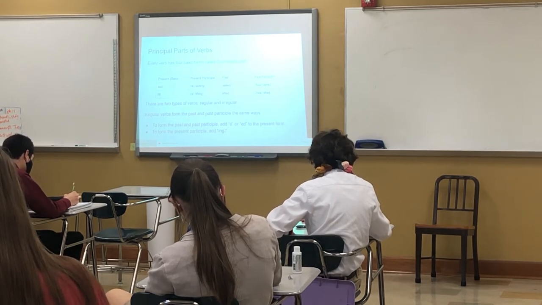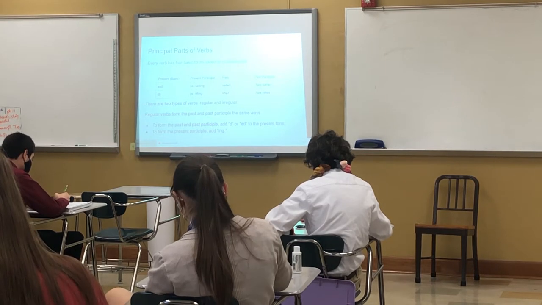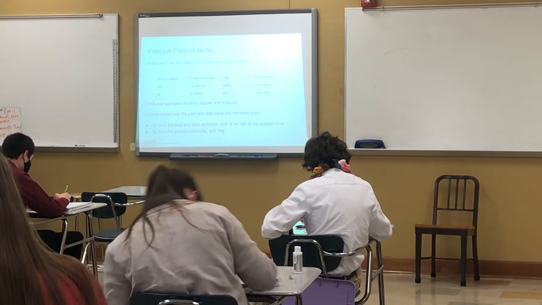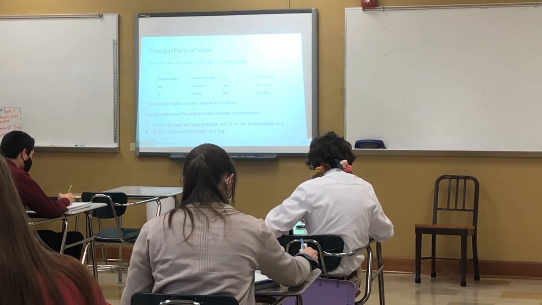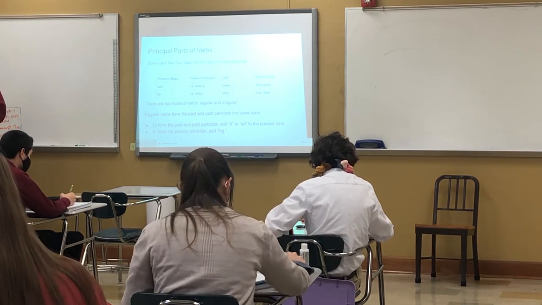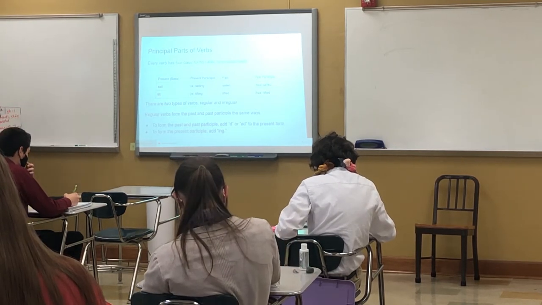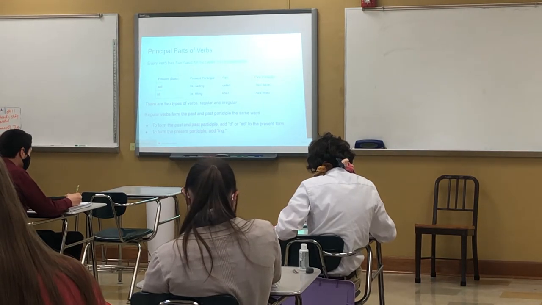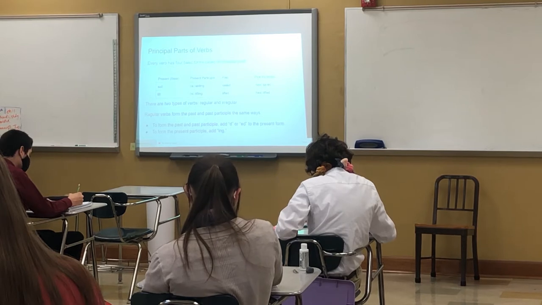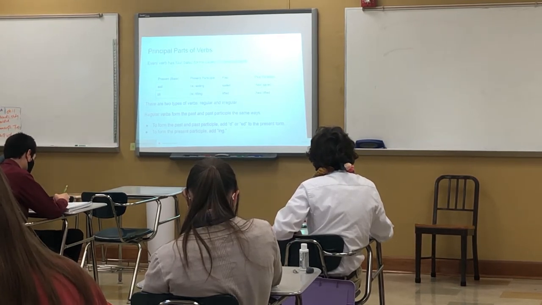So we have the present or base form, the present participle, the past, and the past participle. The base form is typically the way we normally think about verbs. For the two examples here, we have sail and lift. For the present participle, we usually just tag an ing onto the end of the verb. And then we put is in parentheses.